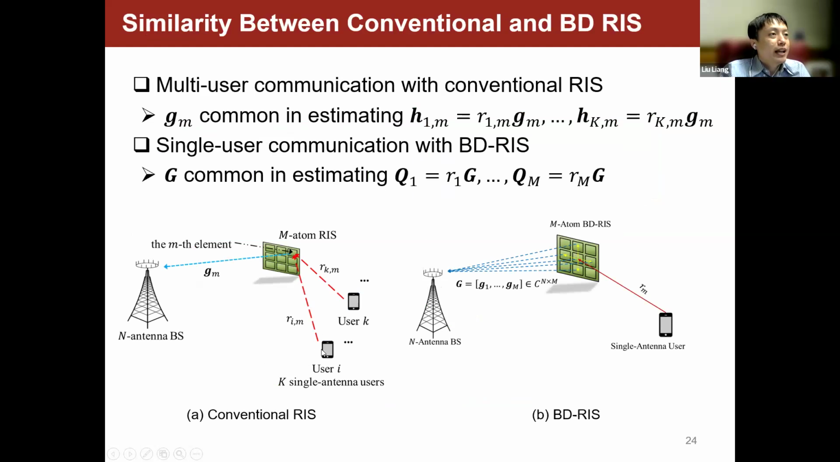If we have multiple users, then for any two users, they share the same channel from element M to the base station. Just this scalar part is different. So these cascaded channels are correlated, and we can use this property to reduce the channel estimation overhead. And for BD-RIS, if we just have one user, it's the same. For example, this is the channel to element M, and this is the overall channel G. Maybe another signal goes to element M minus 1, but again, the signal will be reflected to the base station by this common G. Based on this property, we can reduce the channel estimation overhead in BD-RIS aided communication. So mathematically, we are playing a very similar trick in both of these two works.